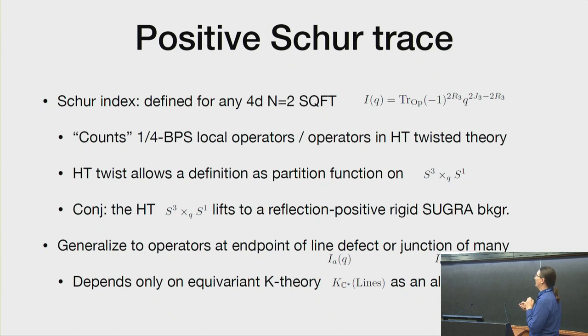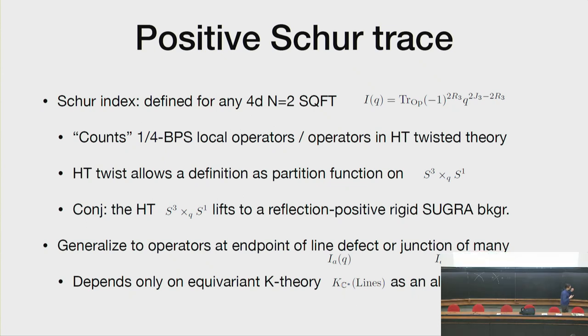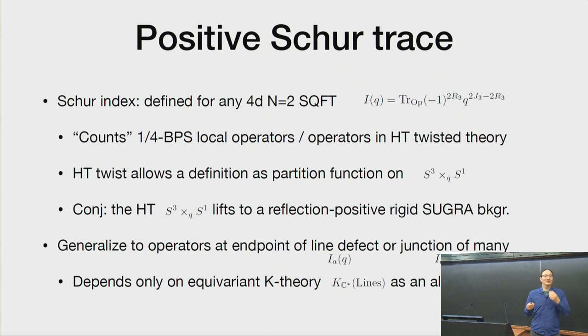I will now make a strong assumption. I will assume that this configuration for the holomorphic twist can be lifted to a reflection positive supergravity background for the original physical theory. So the holomorphic twist considerations will allow me to get a lot of algebraic information about the Schur index, but it does not give me any access to positivity because the twisted theory is not unitary.